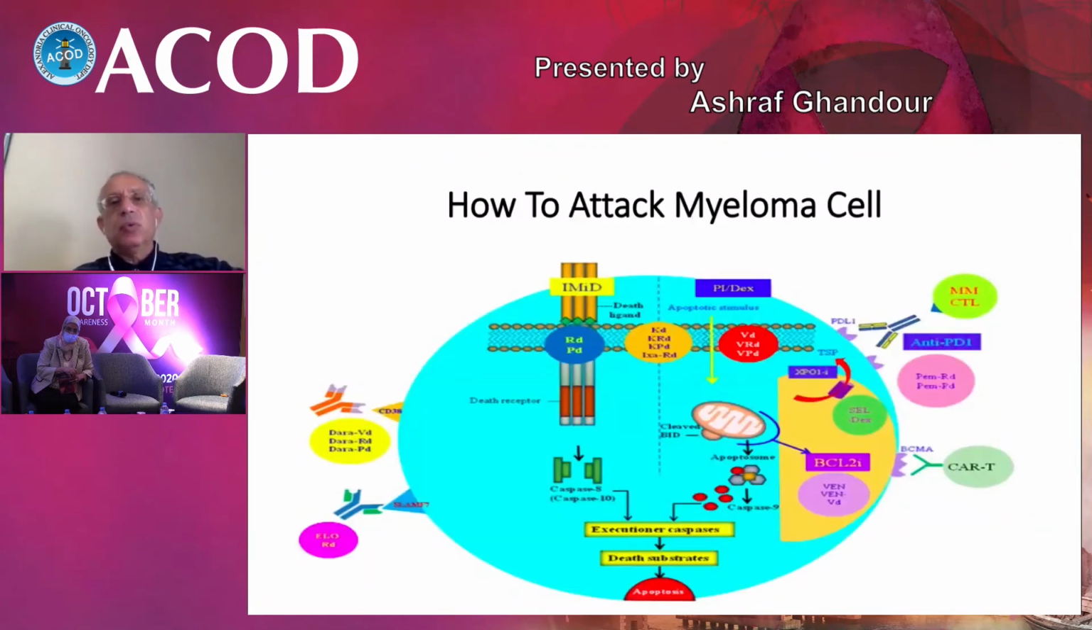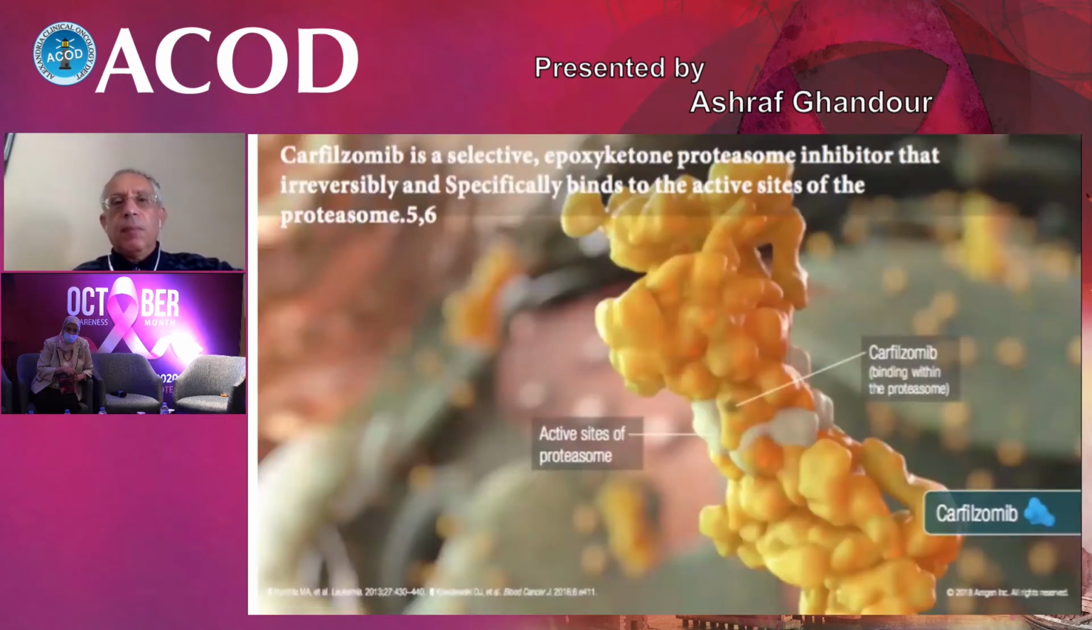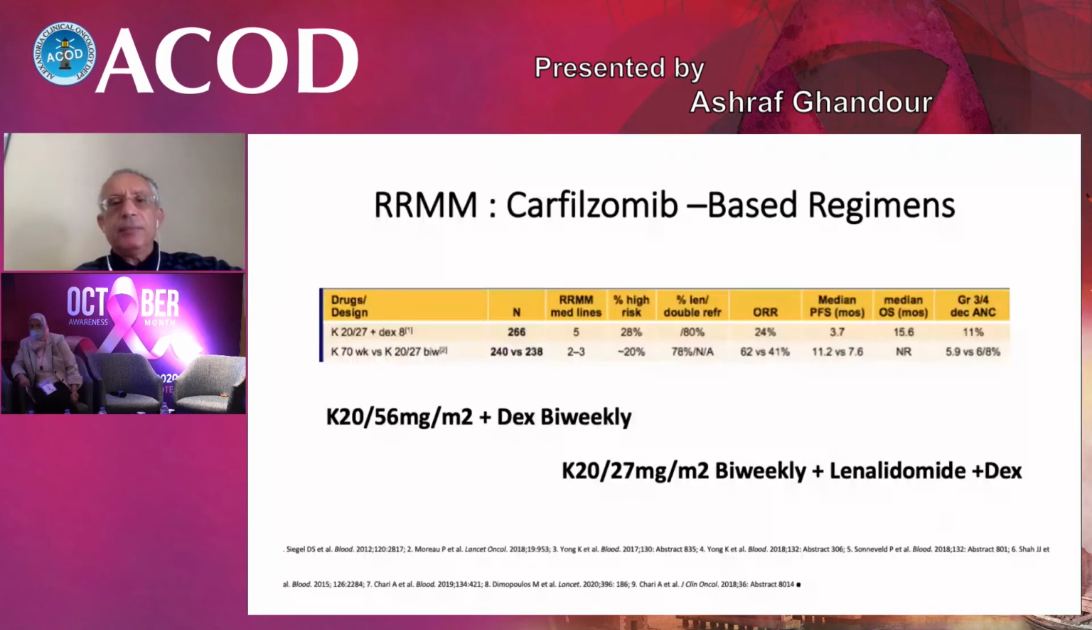This is a cartoon of how drugs attack myeloma. As you can see here, it's IMiDs or proteasome inhibitors, anti-PD-1, and CAR-T. We are going to talk about carfilzomib, a selective epoxyketone proteasome inhibitor that irreversibly and specifically binds to the active site of the proteasome, beta 5 and 6.